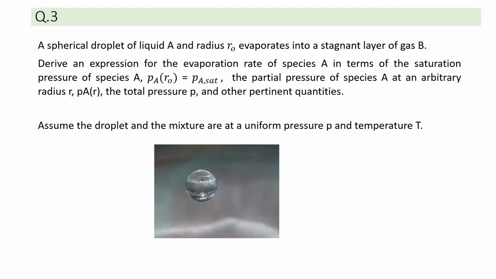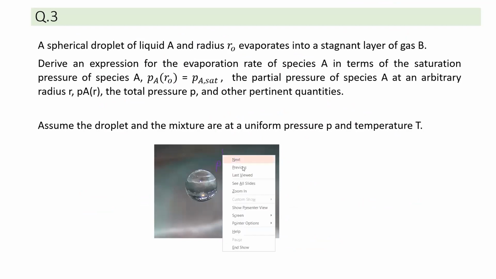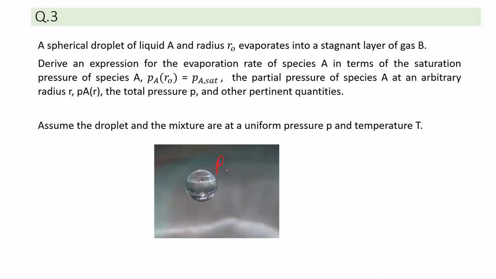And we have an expression for the evaporation rate of species A in terms of the saturation pressure of species A, P of R0 and P of saturation, the partial pressure of species A at an arbitrary radius R, P of R, and the total pressure P and other pertinent quantities. Assume the droplet and mixture are at uniform pressure P and temperature T.